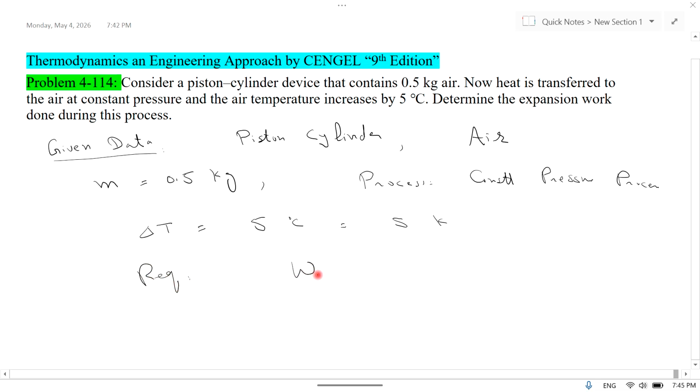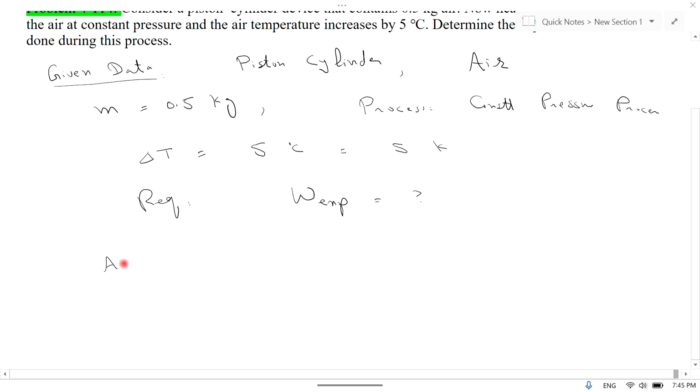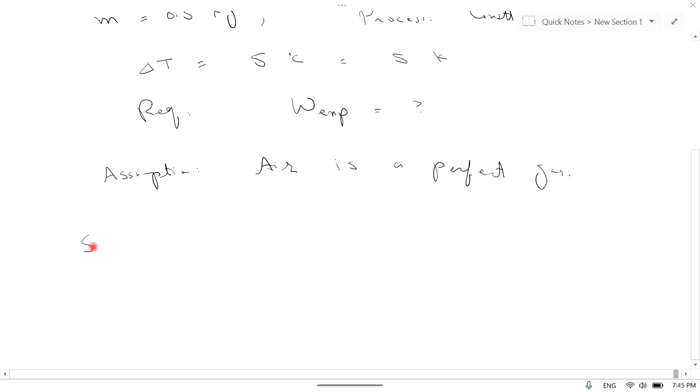Required is to find the work of expansion, and here we assume that air is a perfect gas. So we will use perfect gas or ideal gas equations. So here we start the solution, as work is required.